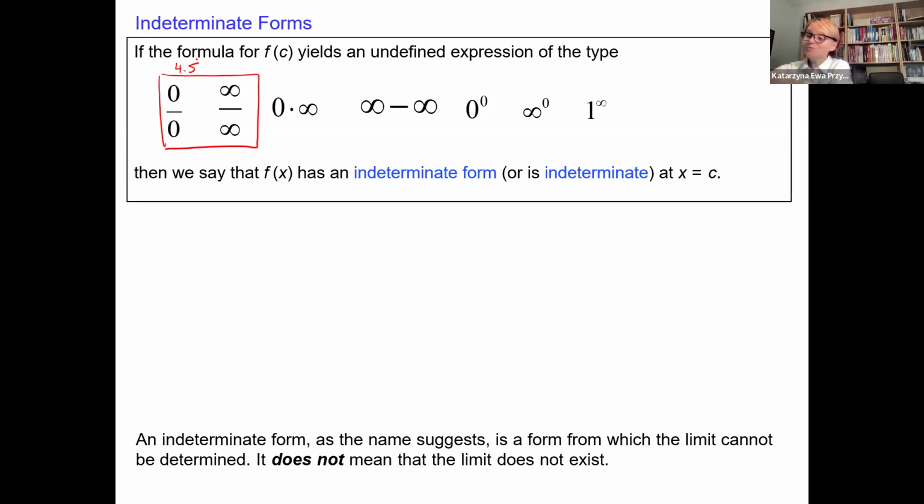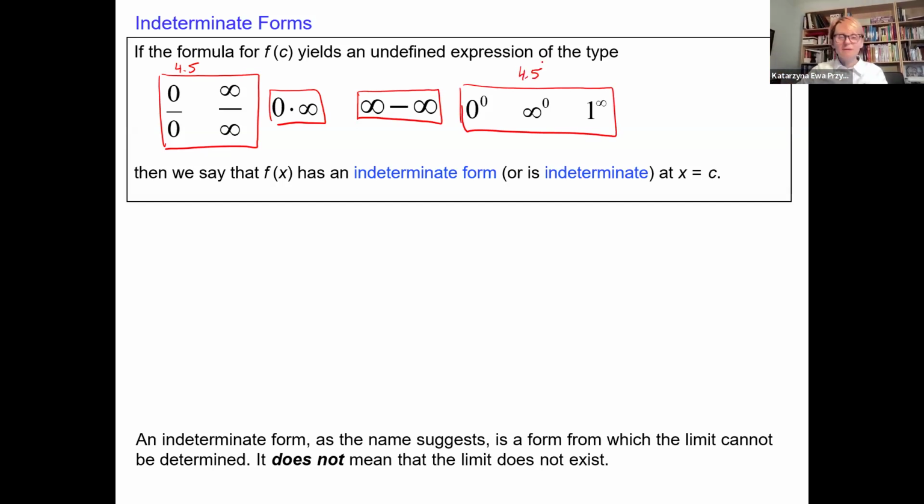Okay. And then we also have 0 times infinity. We have infinity minus infinity. And then we have three power forms. We will not talk about the power forms either. We will leave them to section 4.5. But these four, I think we can manage without calculus. We can manage with just algebra, okay? That's when we understand this one.